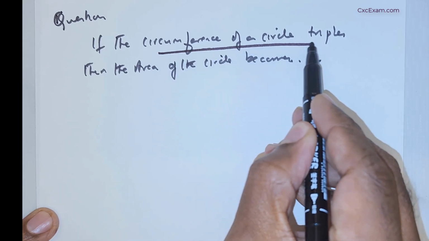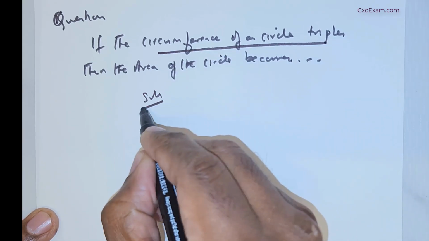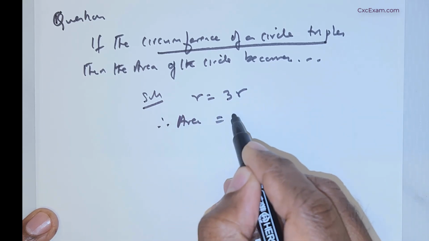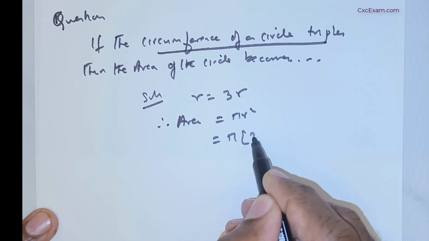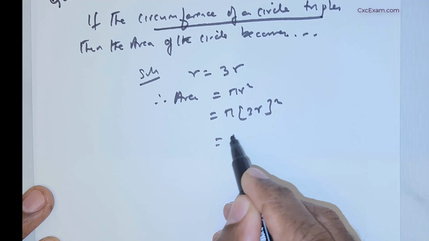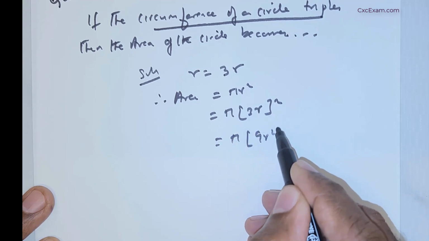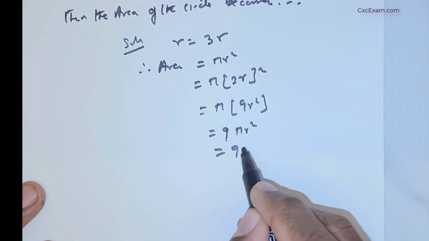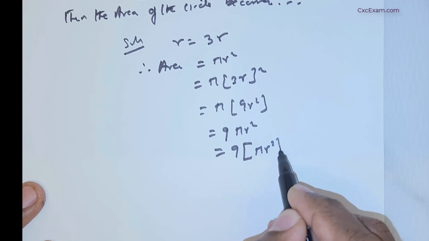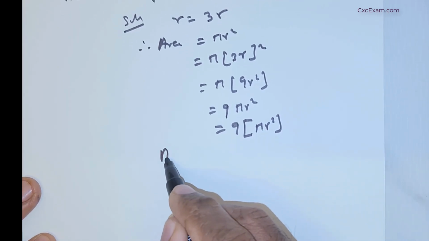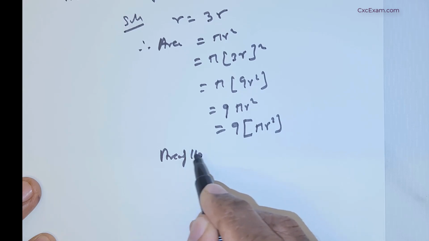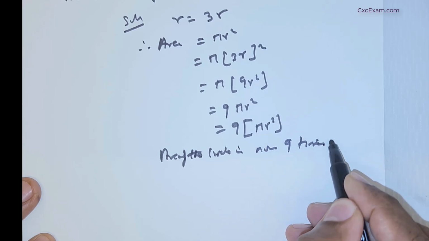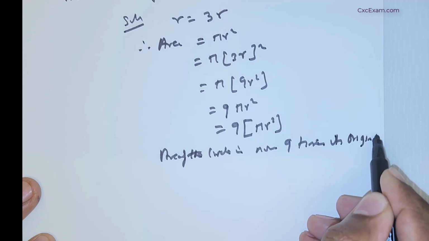So the circumference of a circle triples. So the meaning is R is now 3 times R. So therefore the area, pi r squared, is going to be pi times (3r) raised to the power of 2, which is going to be pi times 9r squared, which can be rewritten as 9 times pi r squared, or 9 of pi r squared. So that means the area of the circle is now 9 times its original area.